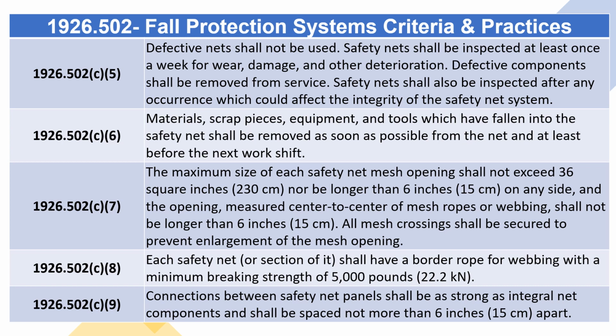1926.502(c)(8). Each safety net, or section of it, shall have a border rope or webbing with a minimum breaking strength of 5,000 pounds (22.2 kN). 1926.502(c)(9). Connections between safety net panels shall be as strong as integral net components and shall be spaced not more than 6 inches (15 centimeters) apart.